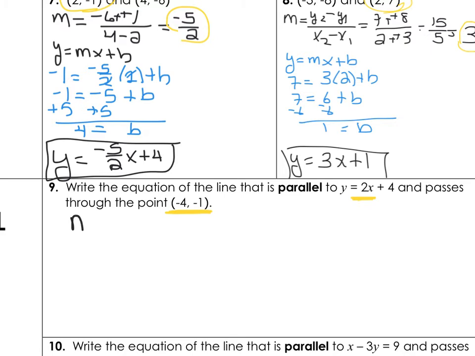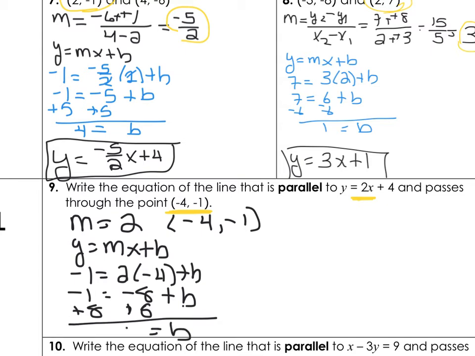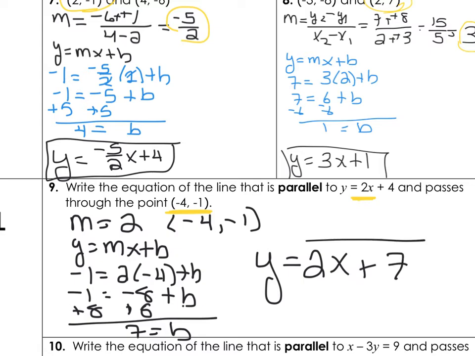So we're going to use m equals 2, and we're going to use -4 and -1. And we're going to plug it into our formula, y equals mx plus b. So -1 equals 2 times -4 plus b. So -1 equals -8 plus b. Add 8, and we get b is equal to 7. So our final answer is y equals, we know what our slope is, it's 2x plus 7.